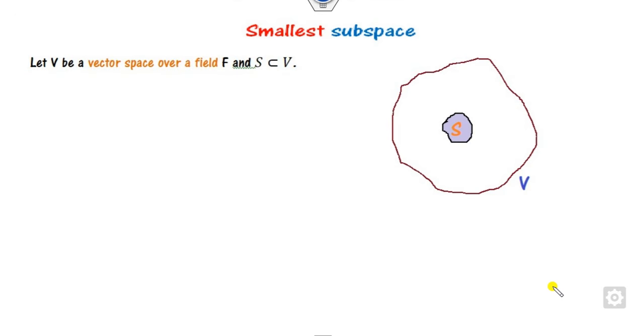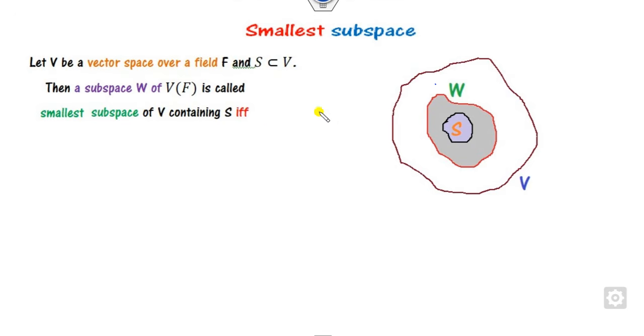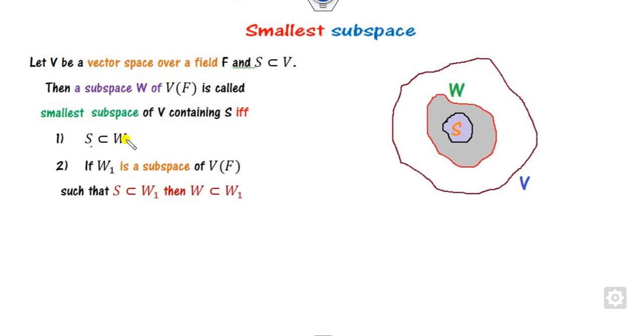What is the smallest subspace? Consider a non-empty subset S of V. Then any subspace W which contains S is called the smallest subspace if and only if it satisfies two properties. Number one, S must be a subset of W. You can see in this definition, if W1 is any other subspace of V such that S is part of W1, then W must be contained in W1. What is the meaning of that? It means W will be like here, and this is my W1. Then only this condition will be satisfied.